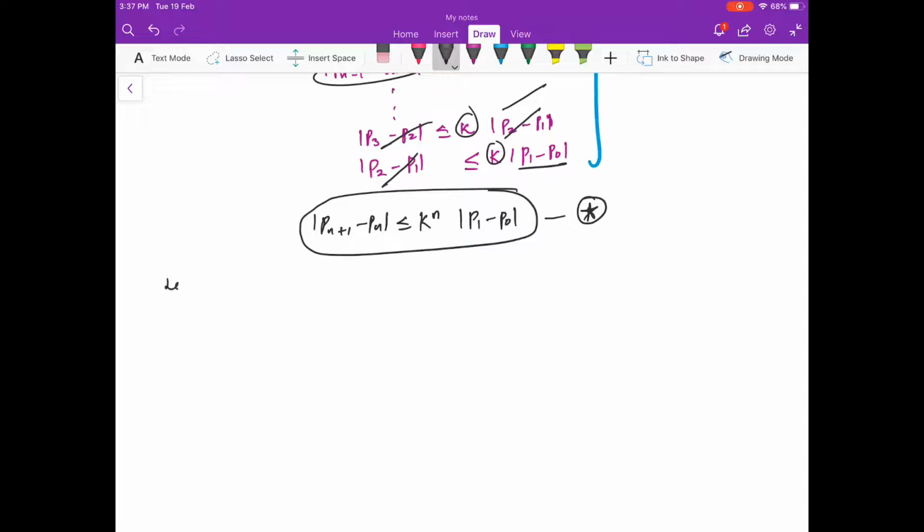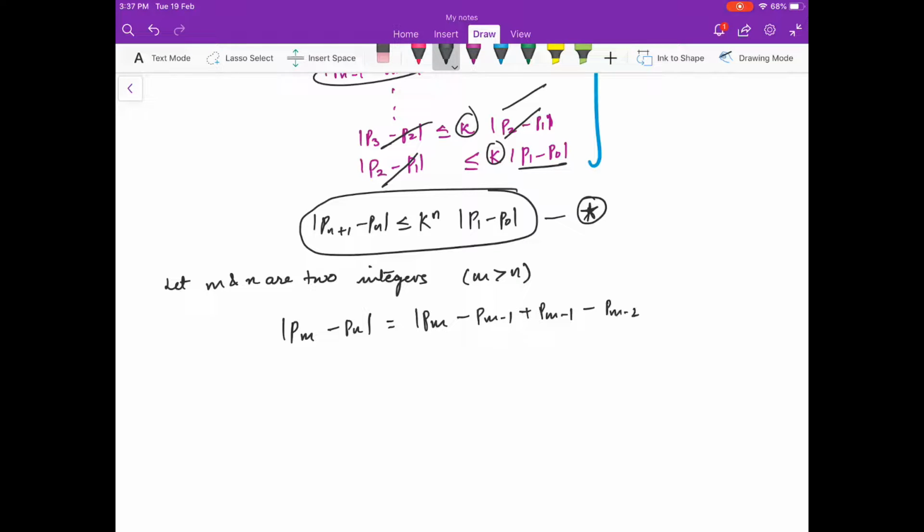Now what I am doing is, let m and n be two integers, and suppose m is greater than n, it may be greater than m also. So whichever number is more, you subtract and add terms: you write Pm-1, then subtract Pm-1, add Pm-2, subtract Pm-2, and so on. In the end you have minus Pn, you add Pn+1 and subtract Pn+1, and so on, right? So you make brackets like these.